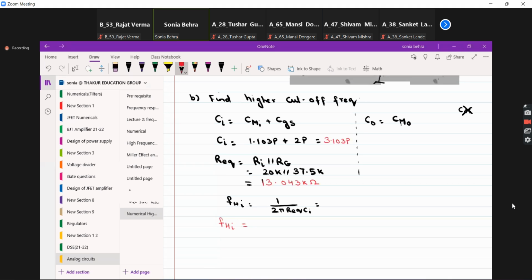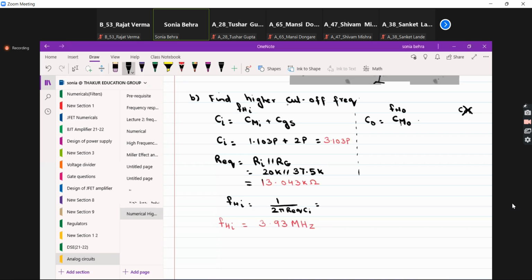So FHI, which we are getting, is 3.93 megahertz. This is the value of FHI which we get. Now come to your output side. Let me write FHI over here and this is FHO.